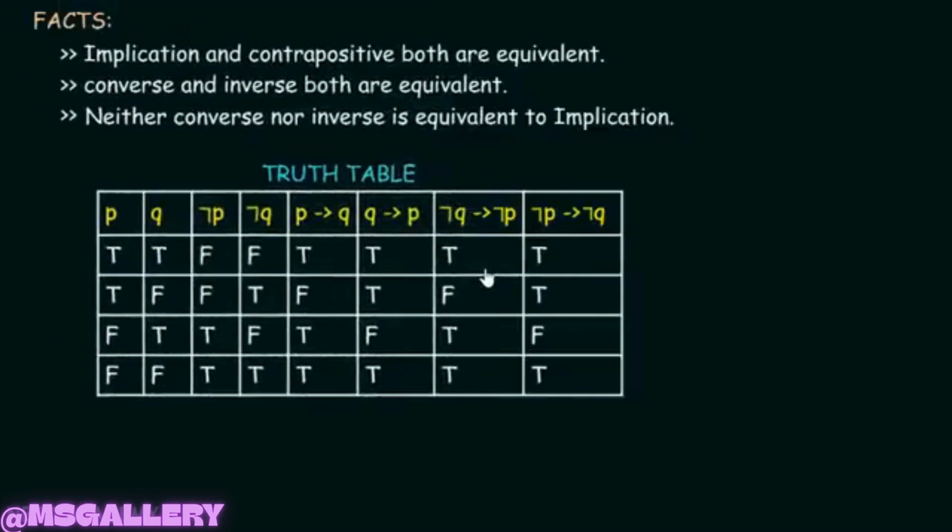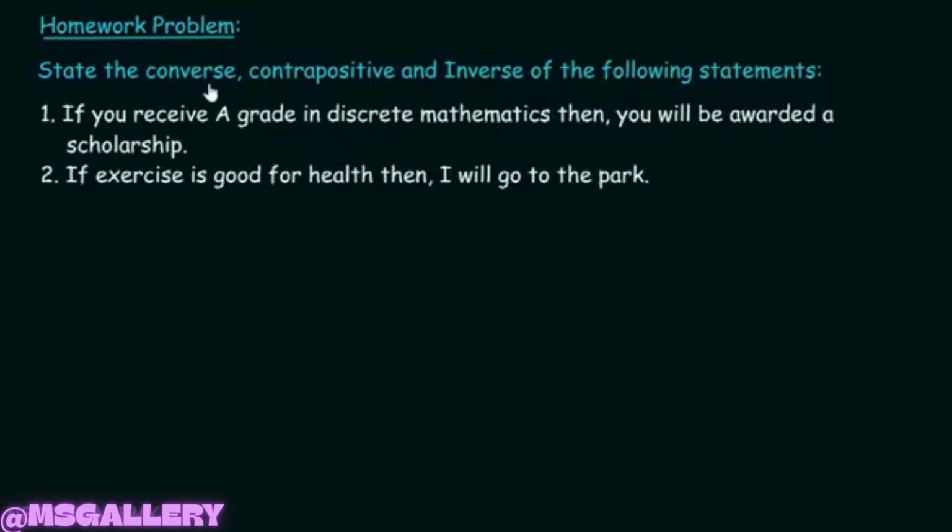Now it's time for the homework problem. State the converse, contrapositive, and inverse of the following statements. If you receive A grade in discrete mathematics, then you will be awarded a scholarship. If exercise is good for health, then I will go to the park.